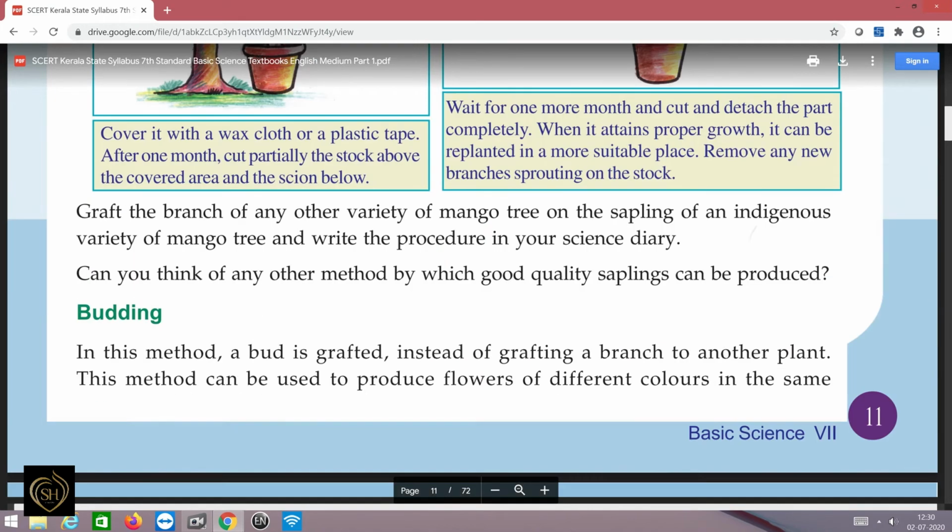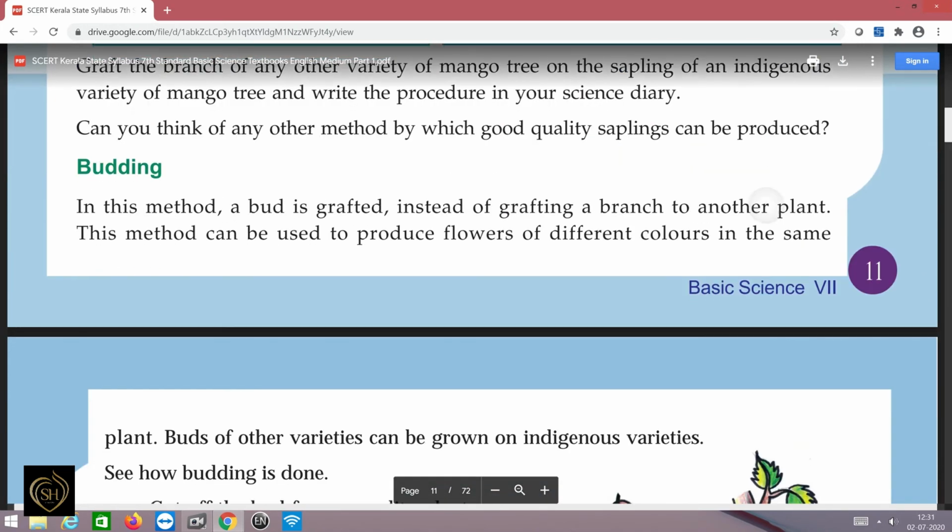Okay, and so now the layering is over. Now we are going to study about budding.